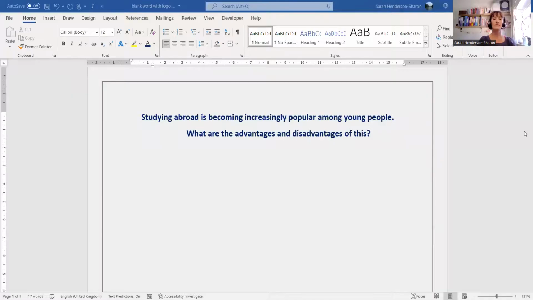So I'm going to share my screen with you now and talk you through how I would write a simple IELTS Task 2 essay. All right, so here we are.